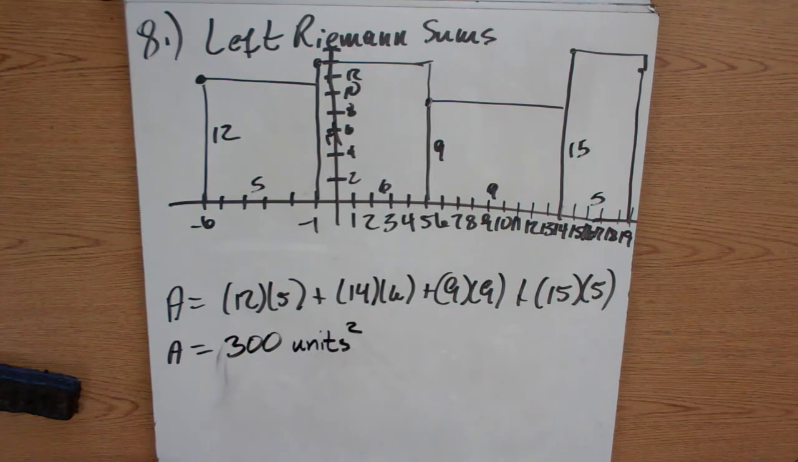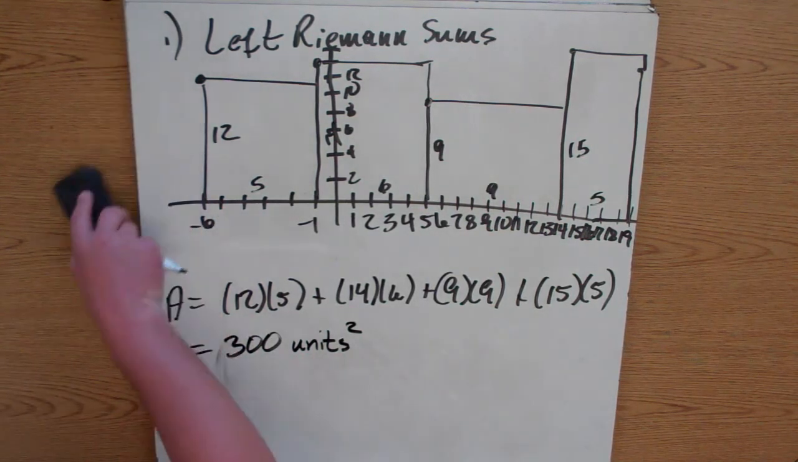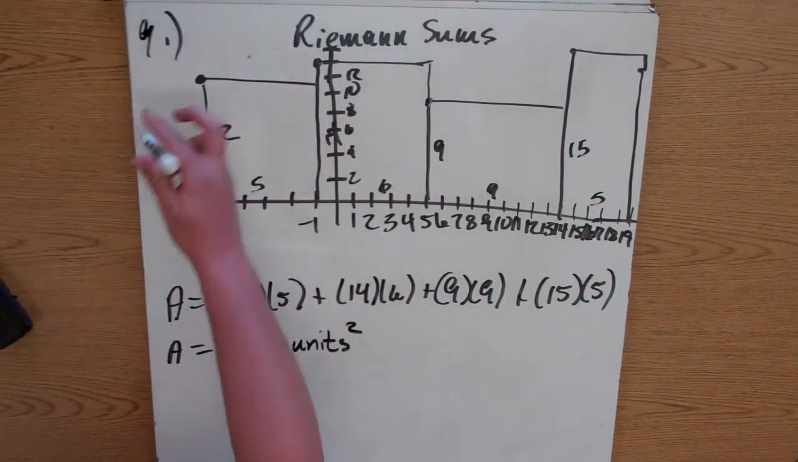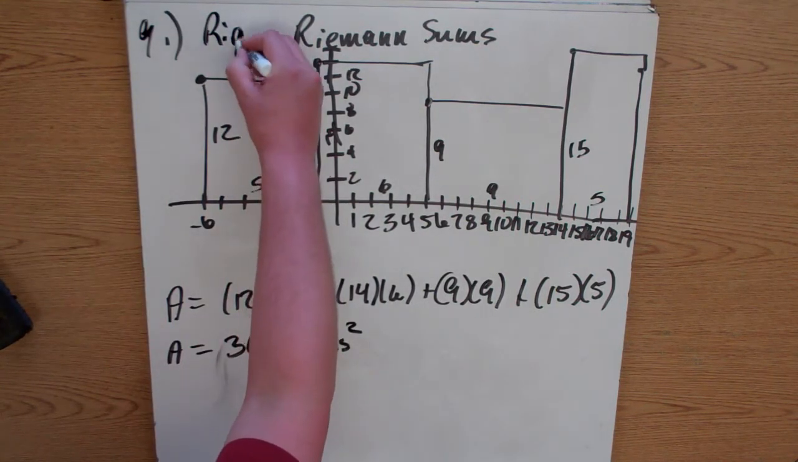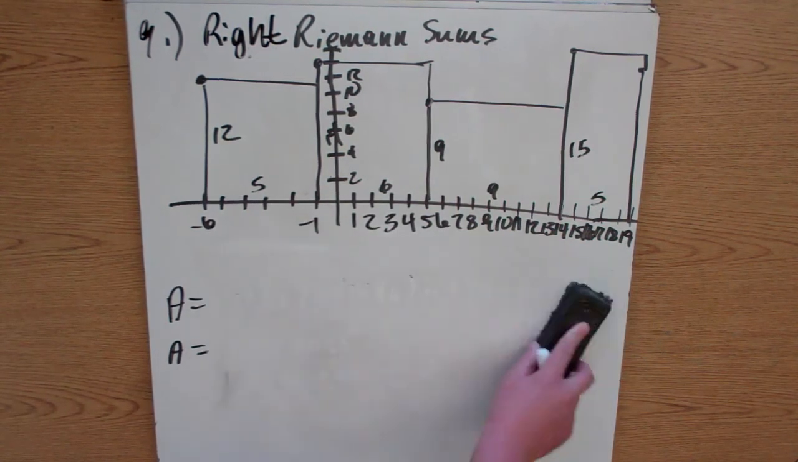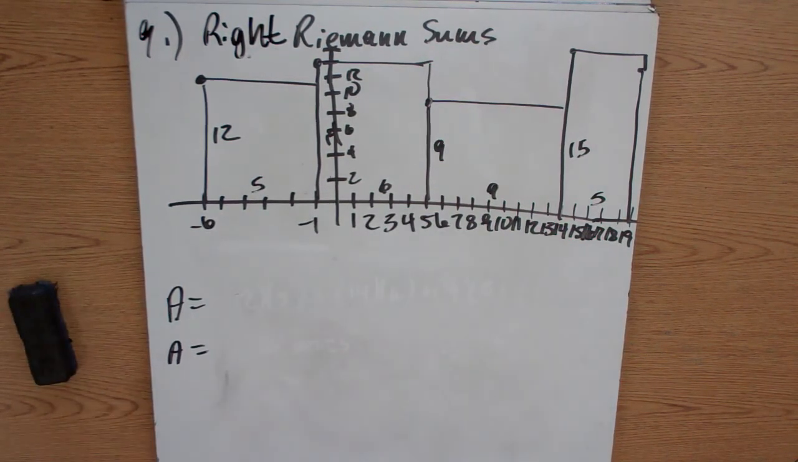All right. Now, I'm going to transition into 9, and I'm going to try not to erase too much of my picture here, so I don't have to take the time to set it up again. Now let's do right Riemann sums and see what we get. Remember, with a right Riemann sum, the right side of the rectangle touches.